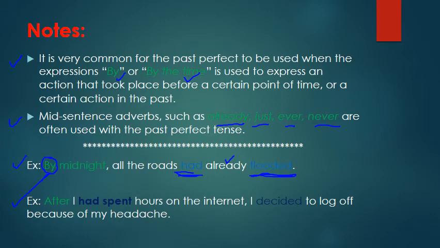Another example, two actions here. This is the first use. We talked about action began and ended before a point of time. Here the point of time is midnight. Now here we have two actions, one happening before the other. After I had spent hours on the internet, I decided to log off because of my headache. Two actions. What happened first? Of course, I spent hours on the internet. Later, I decided to log off. The action that happened first, in the past perfect, had spent. The action that happened later, I logged off, past simple.